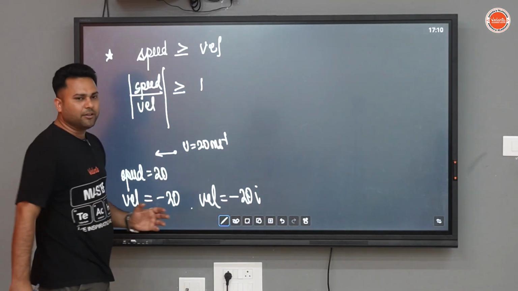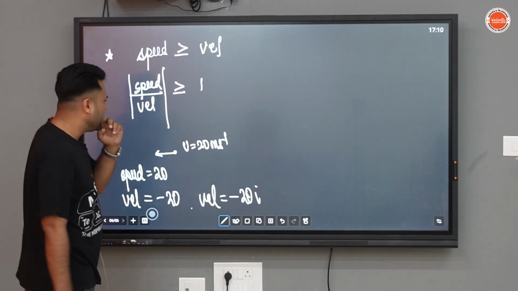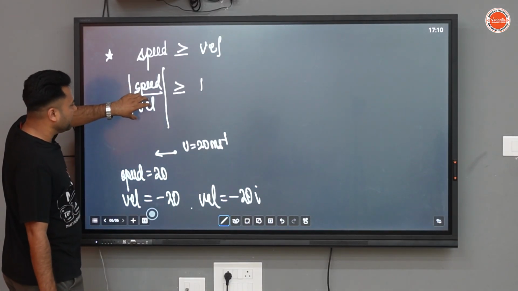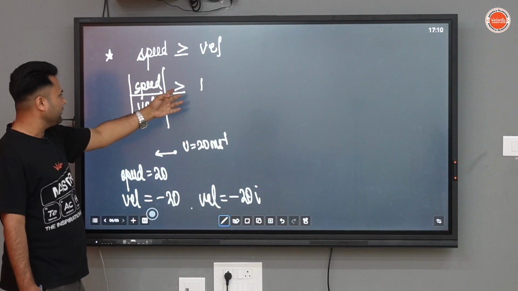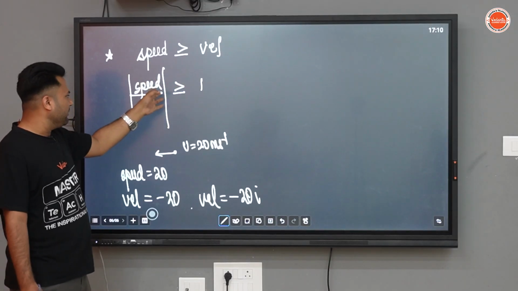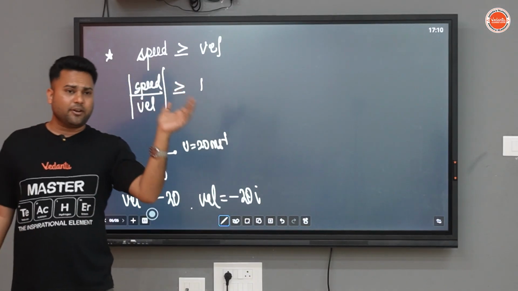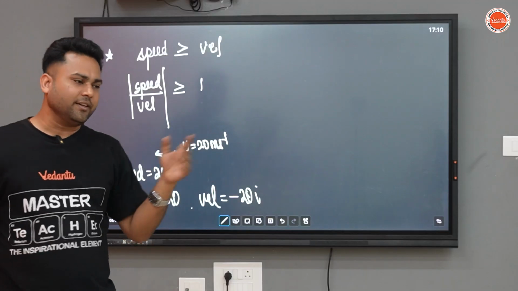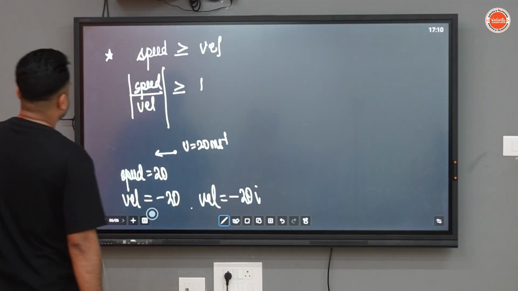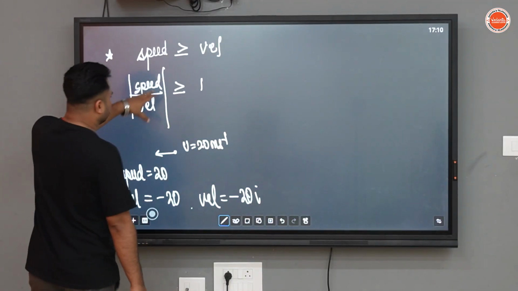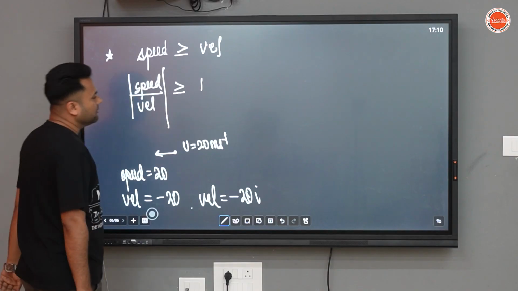But if I ask magnitude, so magnitude is what? 20 only. So this will be 20, this will be 20. So 20 by 20 is 1. See, it is fulfilling, because I told this will be either greater than 1 or equal to 1. In this case it is coming equal to 1. Okay. So speed by velocity will always be greater than or equal to 1.